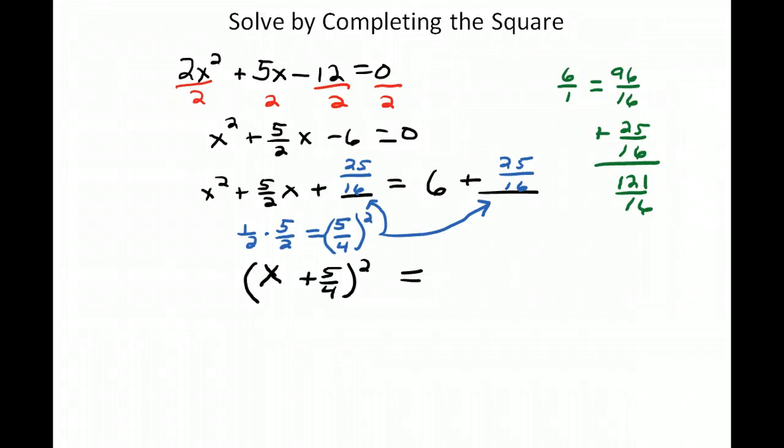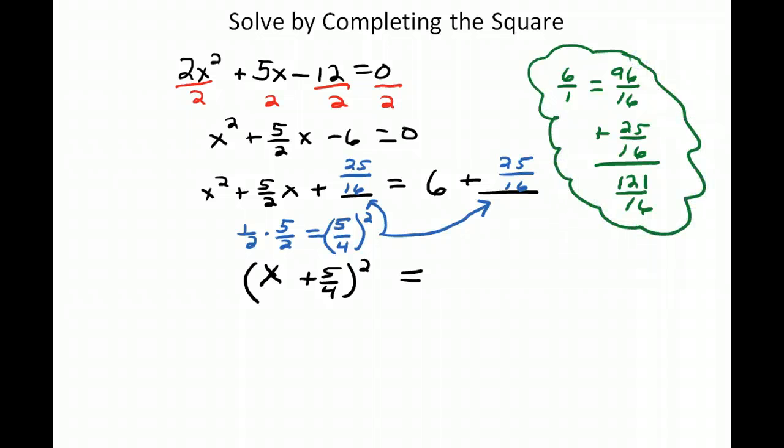So I often call this kind of my cloud work. It's my scratch work on the side. So I'm going to come over here and put 121 over 16. All right, now I need to solve by taking the square root of both sides. Now it's just like we did in the last problem with the square roots. I'm going to put a plus or minus in, and continue with my problem.